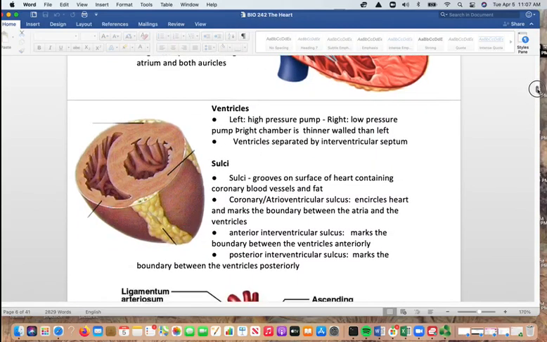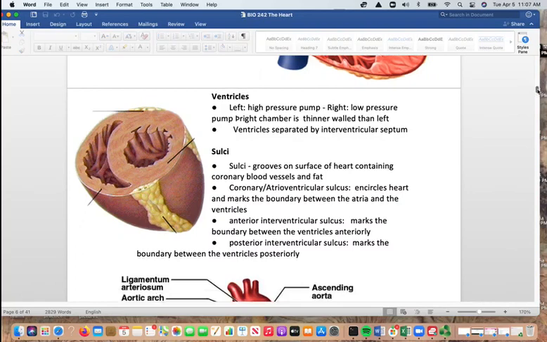So ventricles are high pressure pumps. The left is the higher of the two. It's going to have more pressure than the right because of the right only going to the lungs. The ventricles are separated by the interventricular septum.